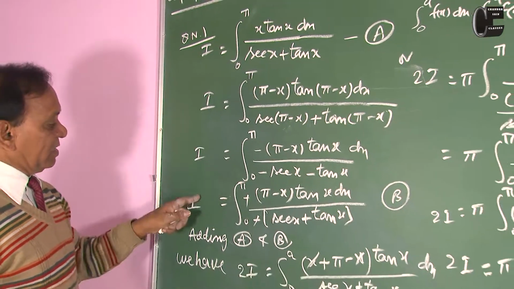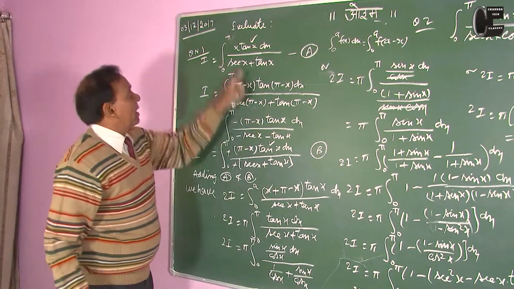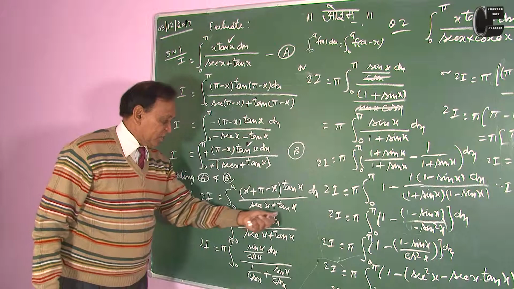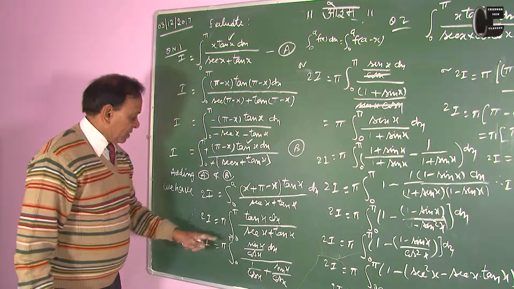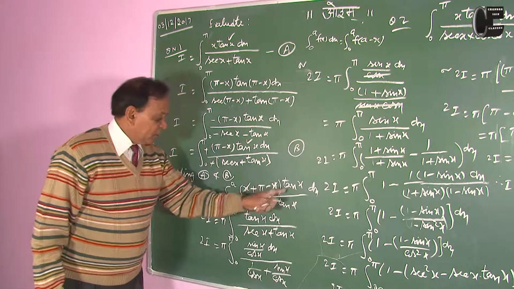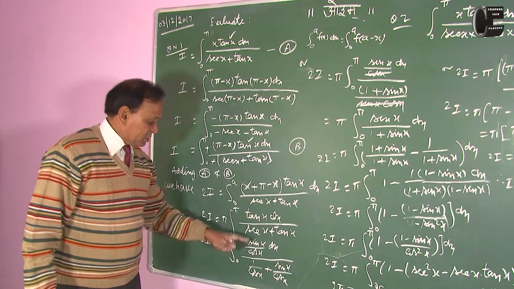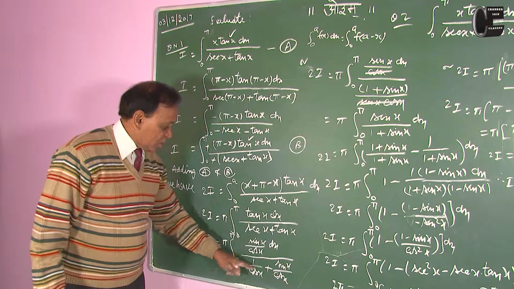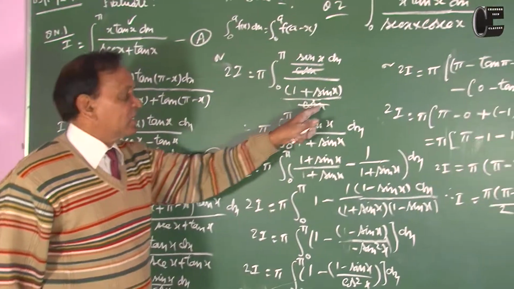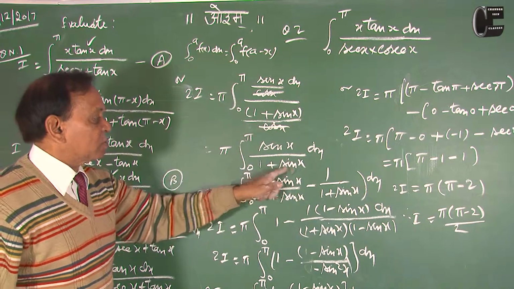We get I plus I, 2I equal to, taking tan x out, x plus pi minus x, tan x divided by sec x plus tan x. Yes, x will be cancelled. Take pi out. Our integral will be 2I equal to pi times the integral from 0 to pi of tan x divided by sec x plus tan x. Yes, convert tan x into sine over cos, sec x 1 over cos, tan x sine over cos. Taking LCM, 1 plus sine x divided by cos x. Cos x will be cancelled. We get sine x over 1 plus sine x.